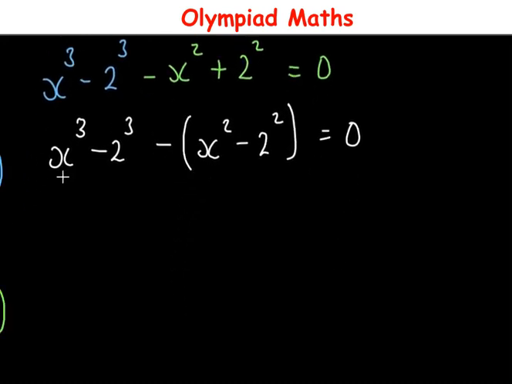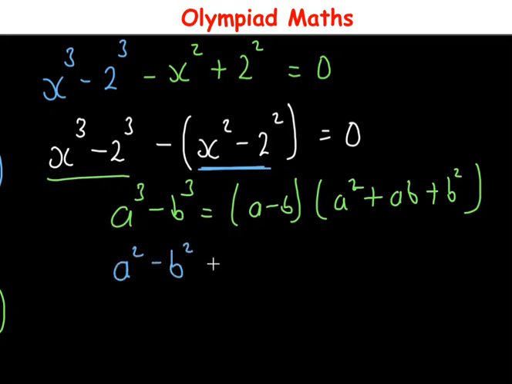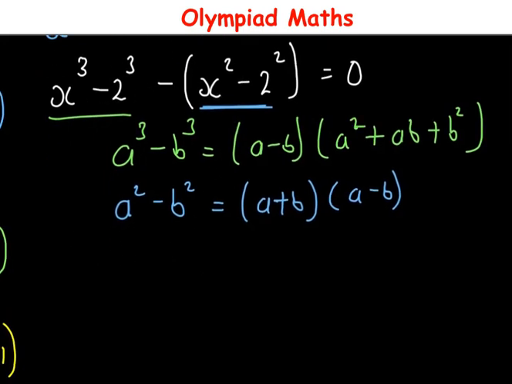And with this, looking at this right here, difference of two cubes: if you have a raised to power 3 minus b raised to power 3, this equals (a minus b) multiplied by (a squared plus ab plus b squared). Also, looking at this right here, difference of two squares: if you have a squared minus b squared, this equals (a plus b) multiplied by (a minus b), such that if we expand this equation, what we have is this.